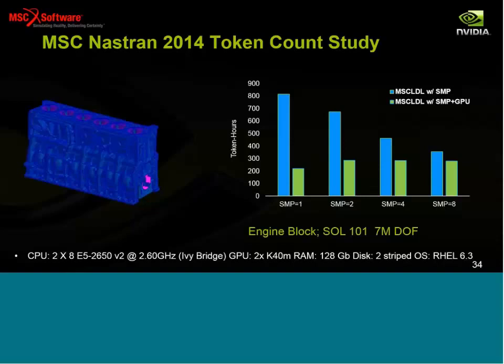So in terms of token hours, running in serial mode with a single GPU takes 38% fewer token hours. What that means is if you run in serial with a GPU, you're going to free up those tokens for other simulations much more quickly.